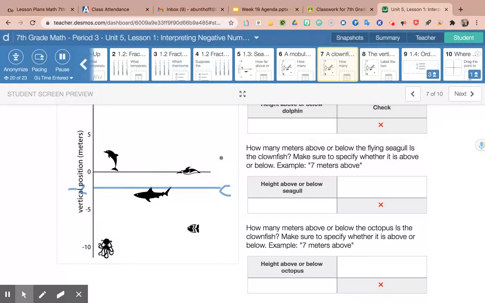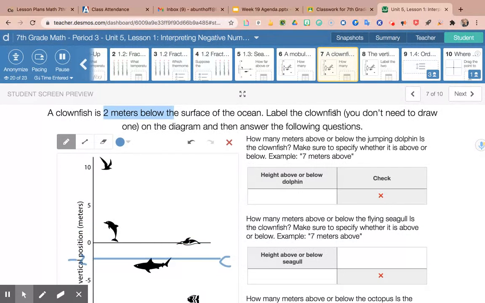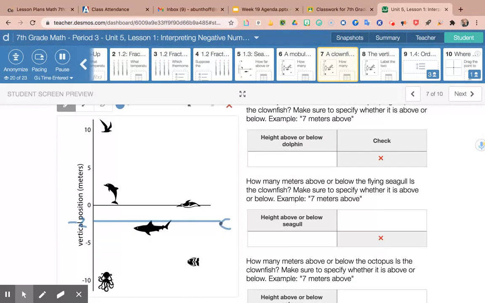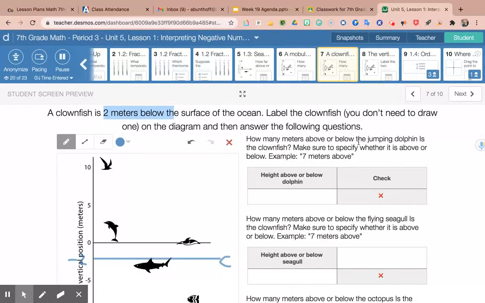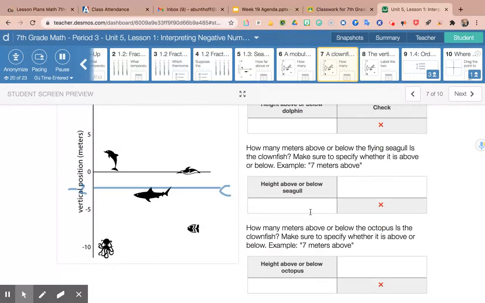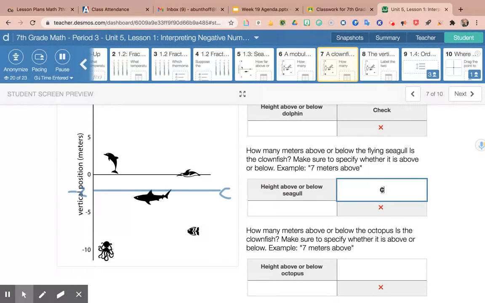Again, that's the clownfish. Label the clownfish on the diagram. You don't have to draw it, but you do have to label it. So right here, answer the following questions. So we have 3 questions again. I forgot to write check in here, so go ahead and write check.